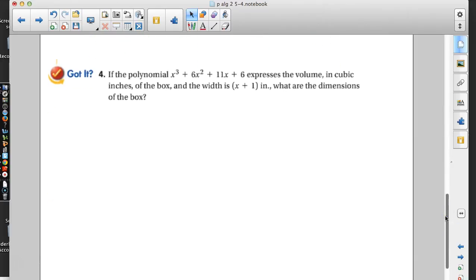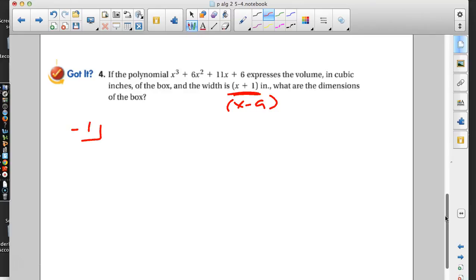Got it. Number 4 says, if the polynomial x cubed plus 6x squared plus 11x expresses the volume in cubic inches of the box, and the width is x plus 1 inches, what are the dimensions of the box? What's going there? Careful. Negative 1. Is it in standard form? Anything missing?